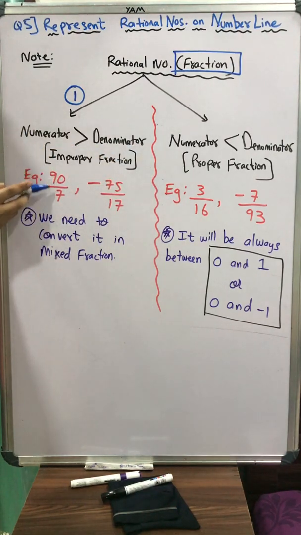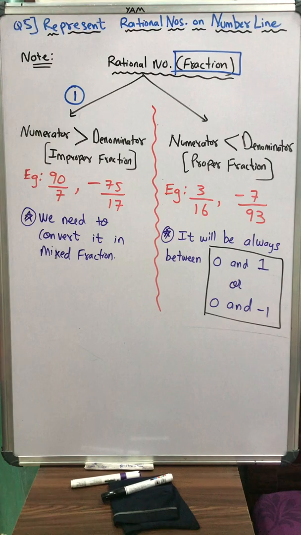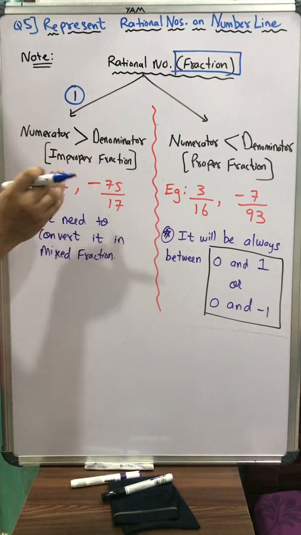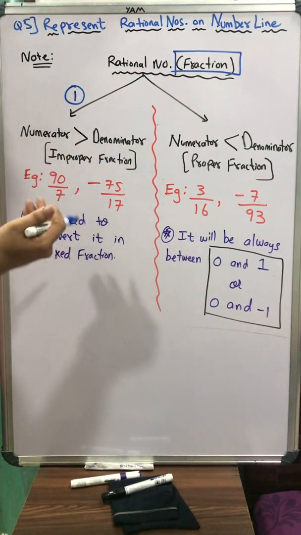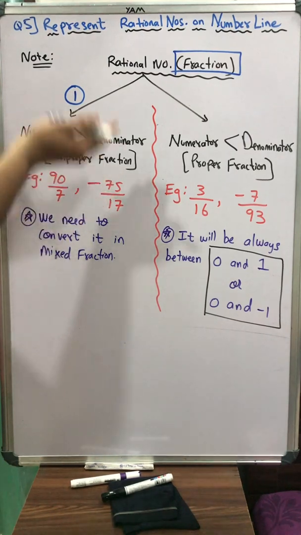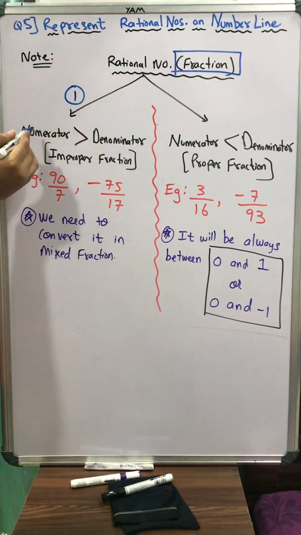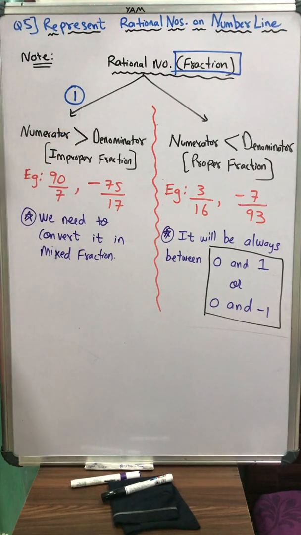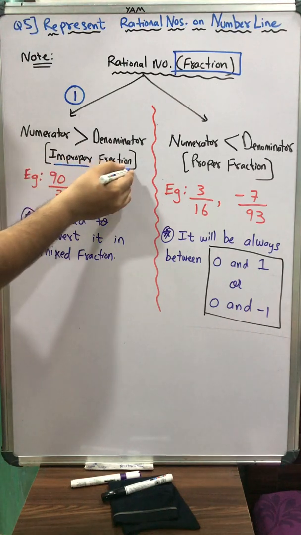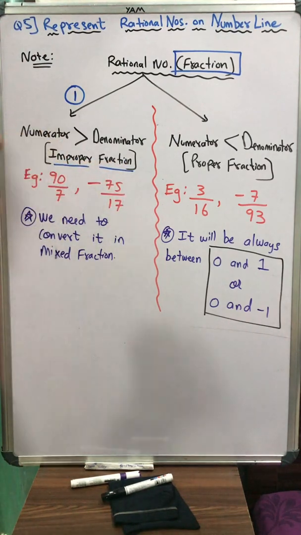For example, 90 upon 7. Here numerator is 90, denominator is 7. So numerator is greater and denominator is smaller. Minus 75 upon 17. This minus is along with the entire fraction. So just for 1 second leave this minus sign. Just forget about this minus sign. It's 75 upon 17. 75 is big and 17 is small. So whenever numerator is greater than the denominator, such type of fraction is called as improper fraction. This is just for your information.